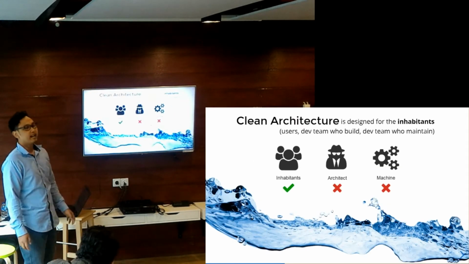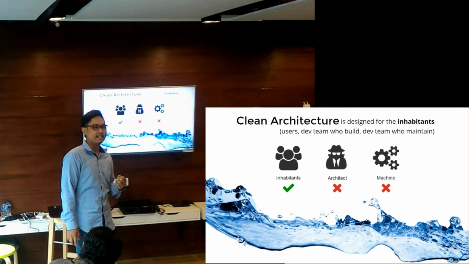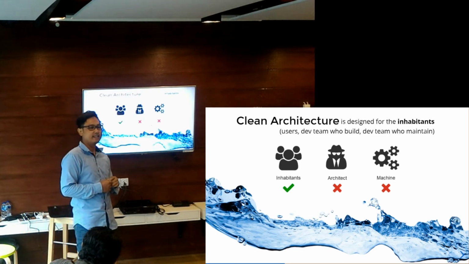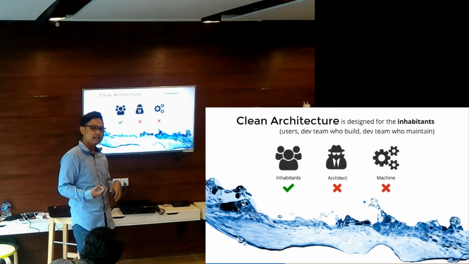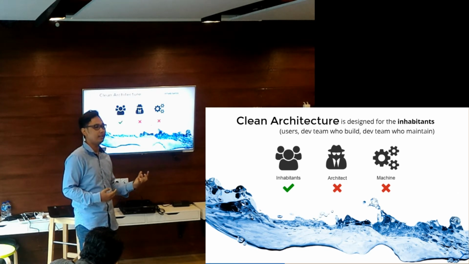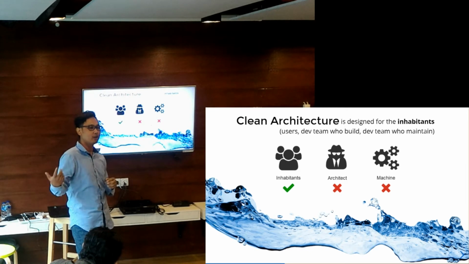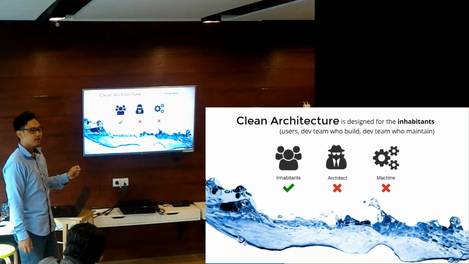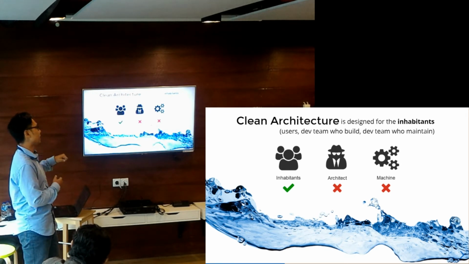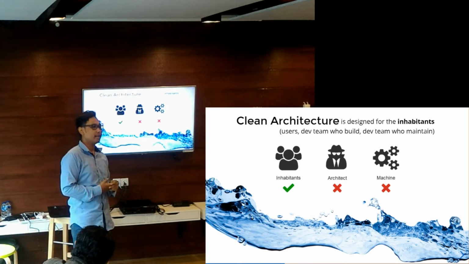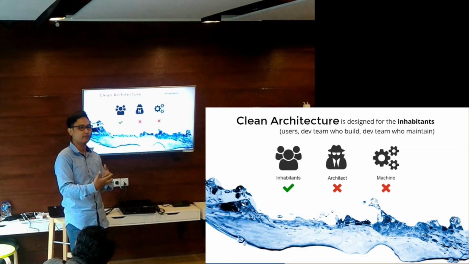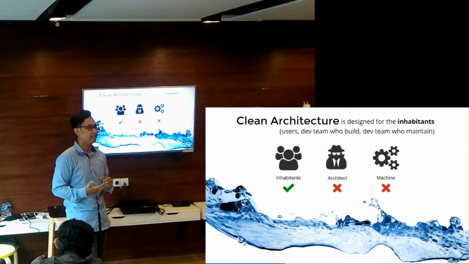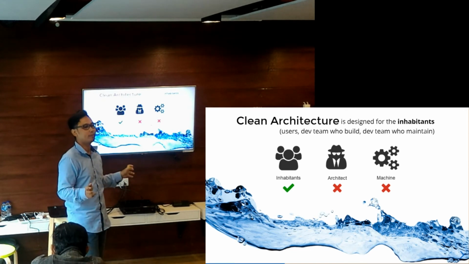And to achieve that, in the architecture, we know the clean architecture. The clean architecture is the architecture that is designed for the inhabitants. The inhabitants, I mean, are the users, the software developers who build the system, and the developer team who will maintain the system in the long run. Right? So a good clean architecture is designed from those things, not designed from the architecture or machine. It means that we cannot sacrifice our design or our architecture for the sake of performance, sacrificing human readability. So our code is not human readable for the sake of performance.